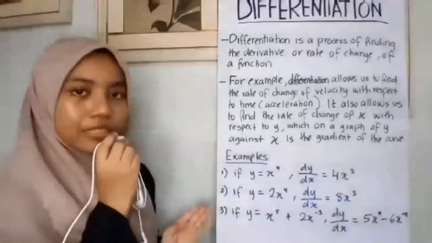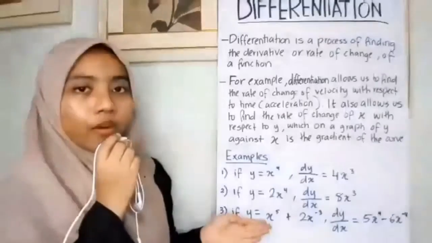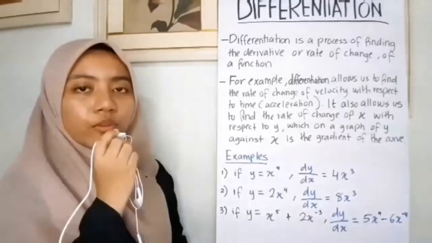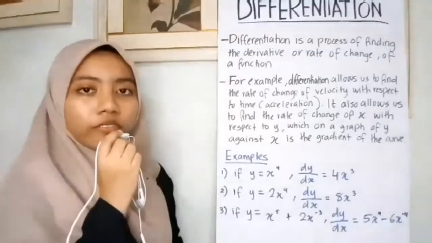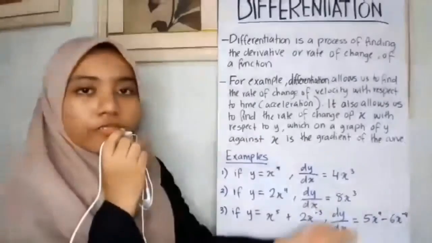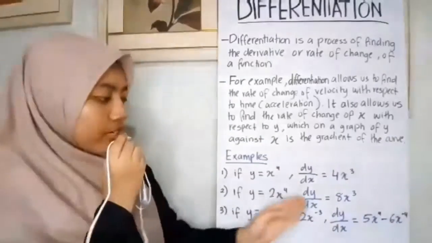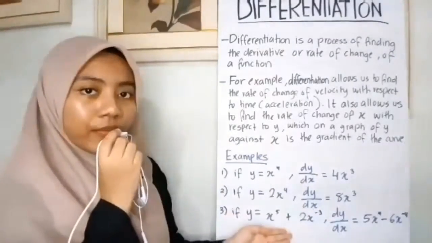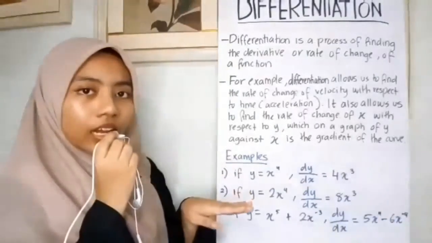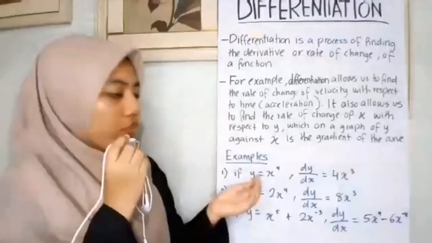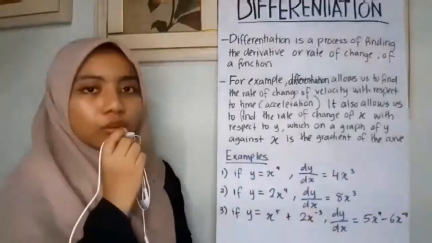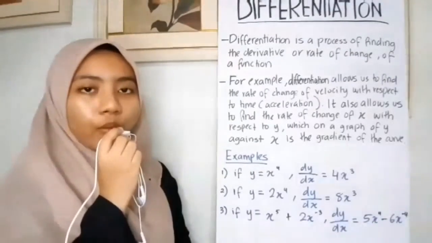The last example, y equals x to the power of 5 plus 2x to the power of negative 3. Here we have to be careful because we have a negative power. When we differentiate, we get 5x to the power of 4. For this, we bring negative 3 to the front and multiply it with 2, so we get negative 6. When we write the derivative, the plus symbol is changed to minus. So we get 5x to the power of 4 minus 6x to the power of negative 4.